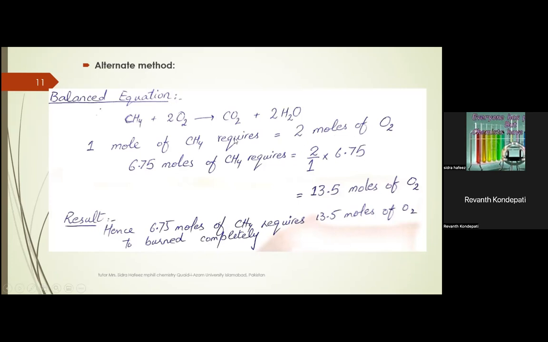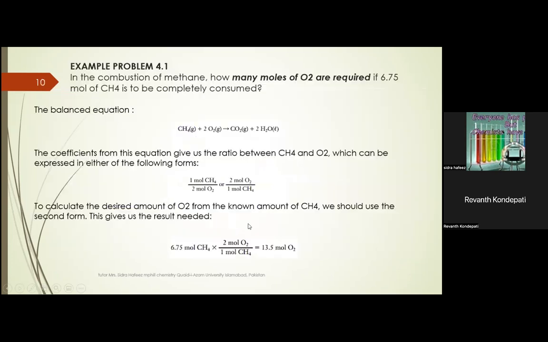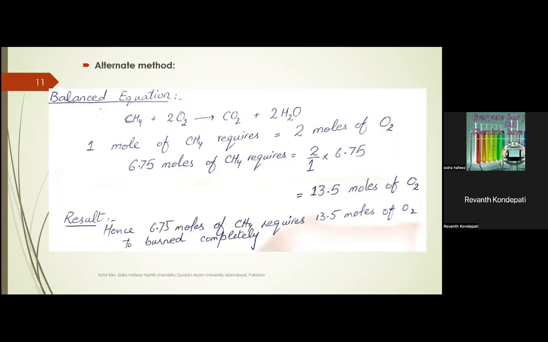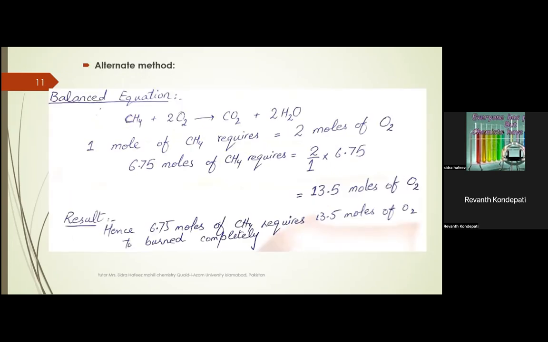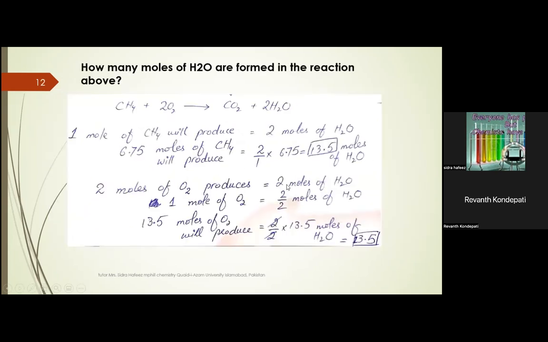This is the answer, and this is the easier method as compared to the previous one. How many moles of water will be formed in the reaction above? Now here you have calculated the number of moles of oxygen required for 6.75 moles of methane, and in this reaction with this data you have to calculate how many moles of water will be produced. So 1 mole of methane is producing 2 moles of water.